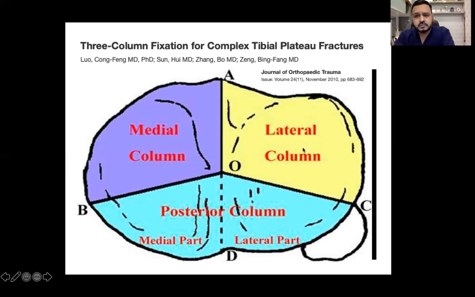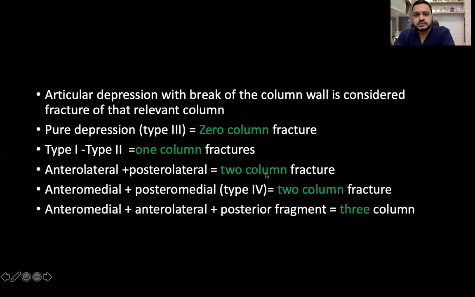If there is an articular compression and a fracture in a particular column, they advised a separate stabilization of that fragment. So a pure depression fracture, like type 3, where there is no associated column fracture, is called a zero column fracture. Type 1 and type 2 Schatzker are one column fractures. And based on different configurations, they have divided these into different column fractures.